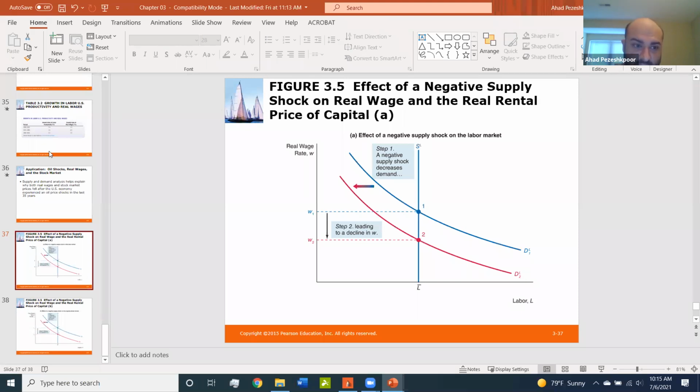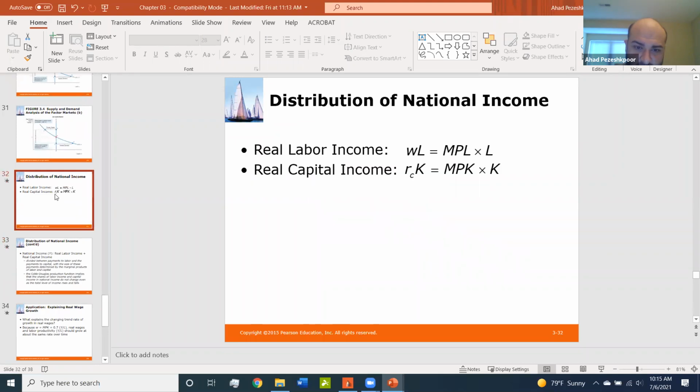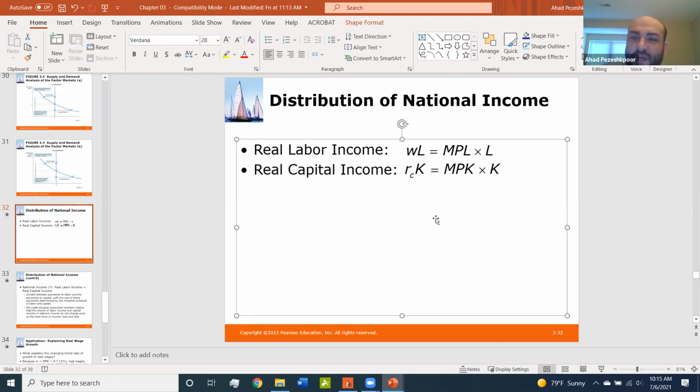But this is very important: real labor income and real capital income. Real labor income for one person is the marginal product of labor at the equilibrium point.